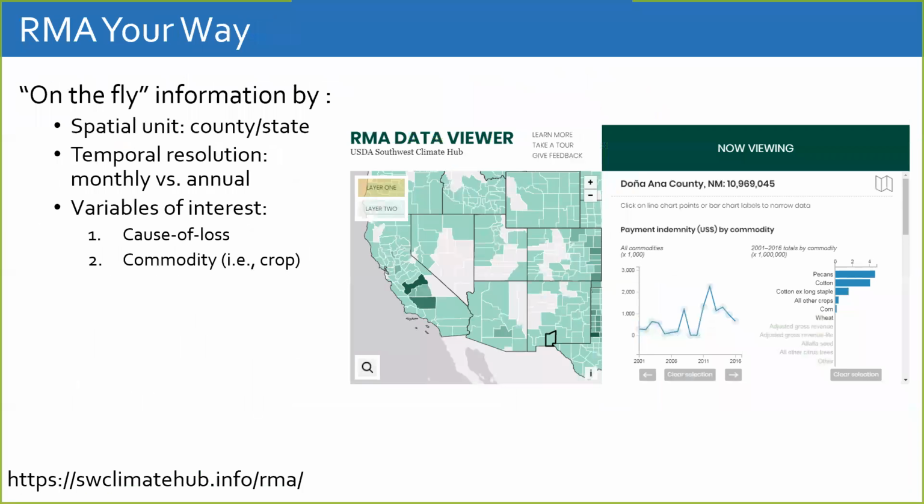And so now I'd like to showcase this new tool that we've been advertising. We'd like to call it RMA Your Way, but really it's a data viewer. It's on the fly information by different spatial units, by county, by state, and different temporal resolutions, monthly versus annual. And you can look at different variables of interest, such as cause of loss or commodity. And the website is swclimatehub.info/RMA. And I hope you all take a look at this while I do a brief tour.